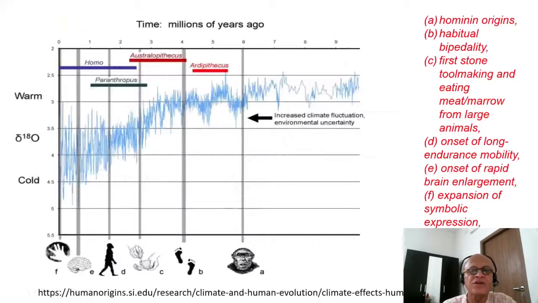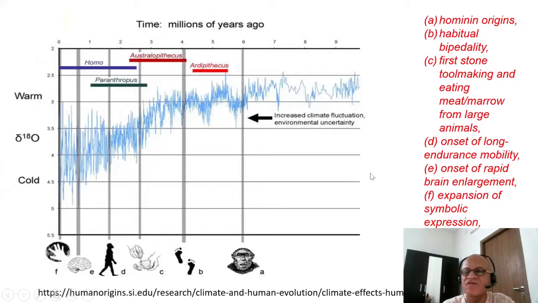And if you look at other depictions of the same time scale, you are going from increased climate fluctuations, which are held responsible for hominin origins and habitual bipedality here in this time scale at 4 million years ago, so Ardipithecus to Australopithecus, and then Paranthropus and Homo lineages, so the first stone tool making and eating meat and marrow from large animals, which would require tools to break the bones and extract the marrow.